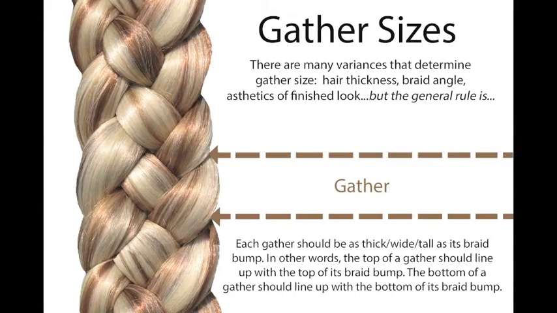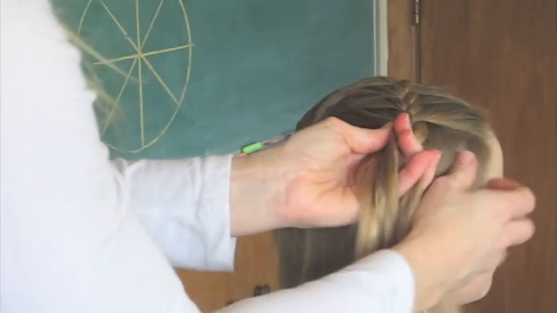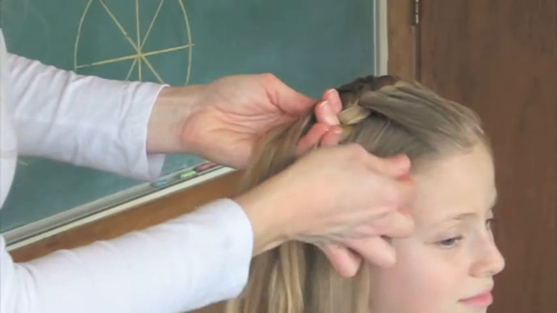If the gathers are smaller than that, you're going to get a butt crack. If the gathers are too big, then you're going to create, by default later, a butt crack that you don't mean to, because you're not going to have enough hair for the next gather. When your gathers are too big in one place, that doesn't give you enough hair in the next gather.